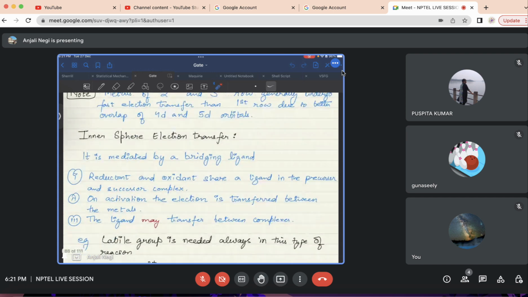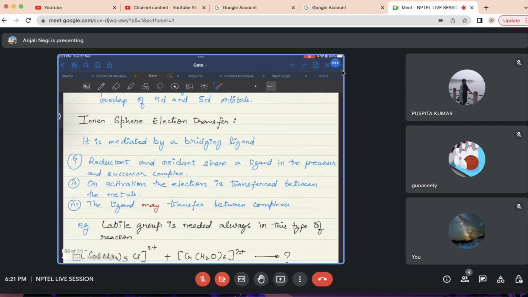Now coming to our inner sphere electron transfer. When I say inner sphere electron transfer, you should know that there should be something which is linking the two complexes. So here we use the bridging ligand. The bridging ligand is very important and significant in the case of inner sphere electron transfer. If there is no bridging ligand, then electron transfer is not happening. So first of all, the reductant and oxidant, that are metal complexes, share a ligand in the precursor and successor complex.